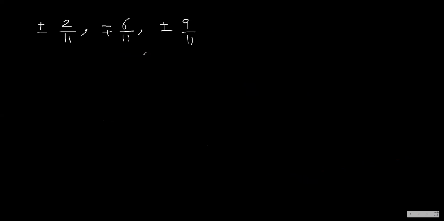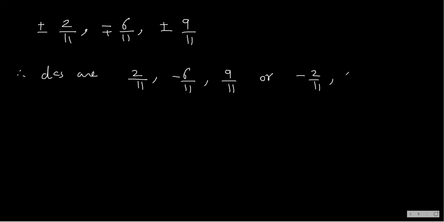Okay, so now you have two sets of DCS. Therefore DCS are 2 upon 11. See, first I will take the first set of numbers, so plus, minus and plus: 2 upon 11, minus 6 upon 11 and 9 upon 11. Or now you will write the next set of numbers: minus 2 upon 11, plus 6 upon 11 and minus 9 upon 11. Okay, now why are we getting two sets of DCS? Please don't write them in brackets, because if you write them in brackets, they will not be DCS, they will become coordinates. So they are without the brackets.